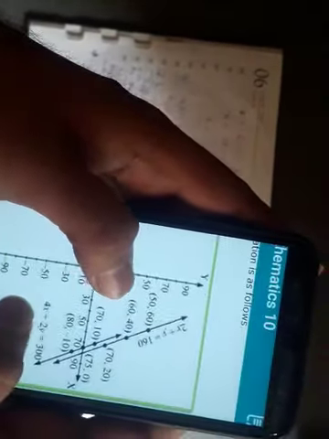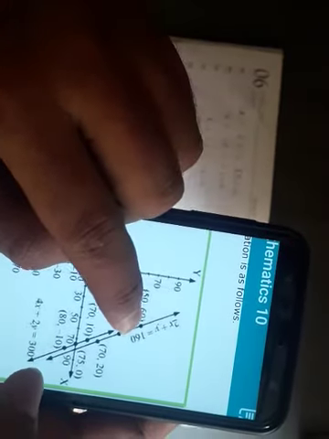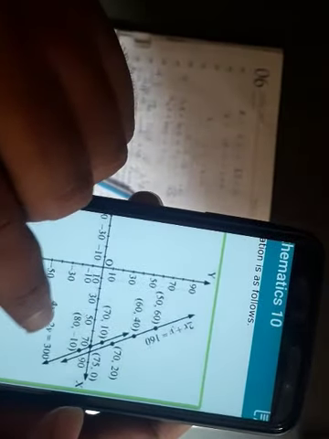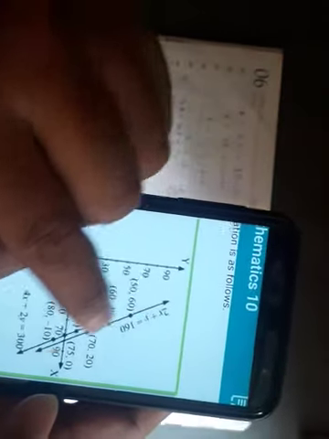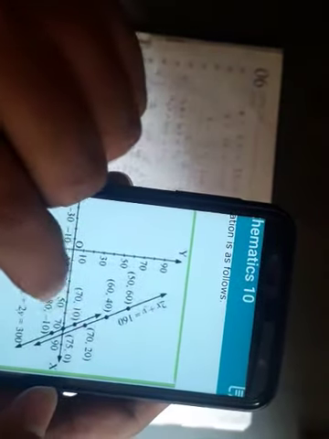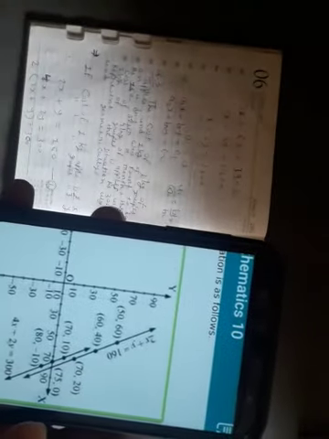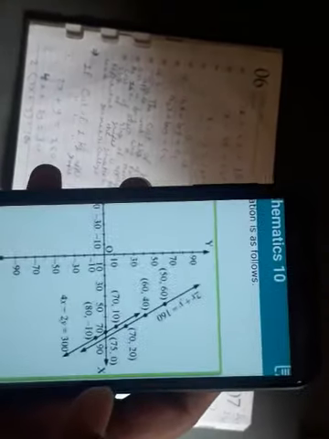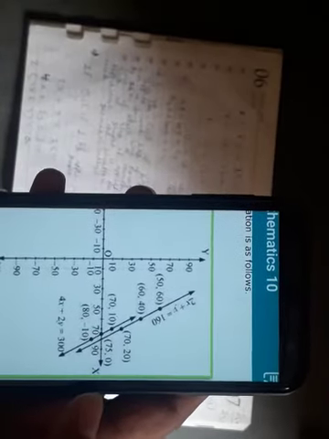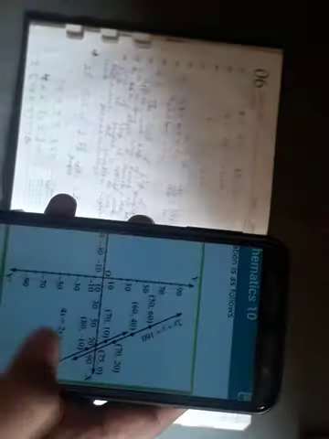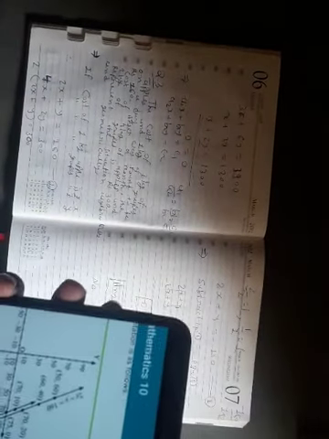If you can see the graph here clearly, there are two lines. One line is 2x plus y equal to 160, and here we have 4x plus 2y equal to 300. These two lines are not intersecting each other at any point. These two lines are parallel to each other. Whenever two lines are parallel to each other, it means they have no solution. So this type of equations will have no solution. That is why the answer will be no solution.